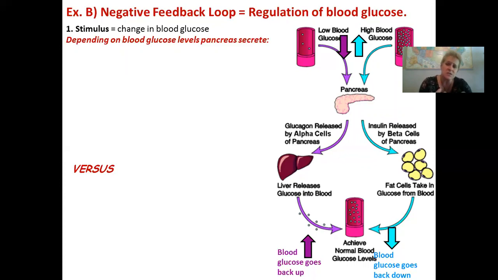Okay, so the stimulus is simply going to be a change in blood glucose outside of its normal range. And our first lab online experiment is about blood glucose regulation. So this all ties together tightly. That lab is going to be next week. So depending on what your blood glucose levels are, let's look at the first stimulus.